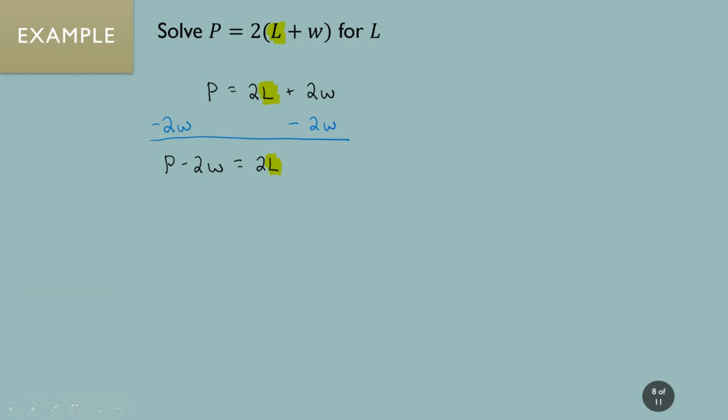So in order to get the L by itself, we have a 2 in front, so we need to divide everything by 2. Because I do have some numbers involved, I'm going to divide each of these separately, especially because I can cancel out the 2 with the W. The 2W over 2, those 2's will cancel. So this leaves me P over 2 minus W, because the 2's divide and they become 1, and then equals L. And so now I've solved that for L.